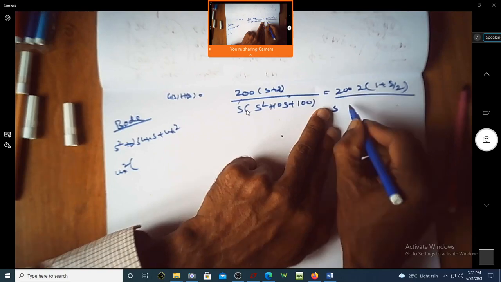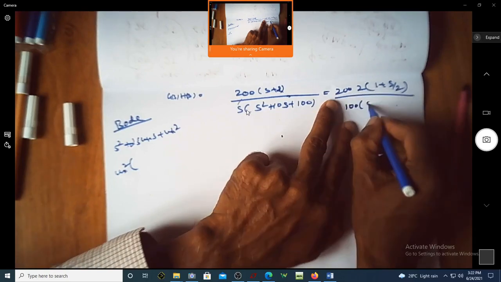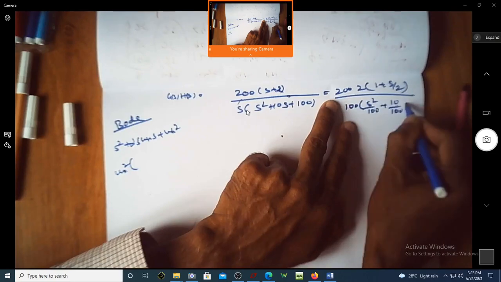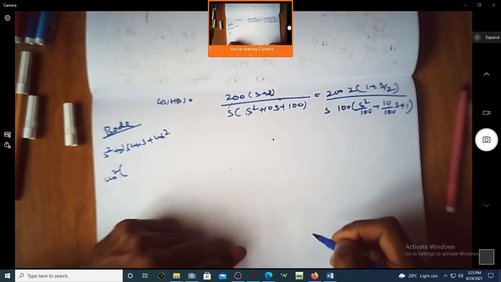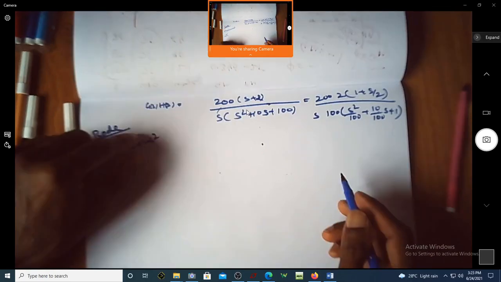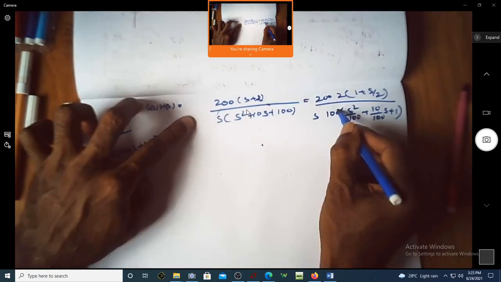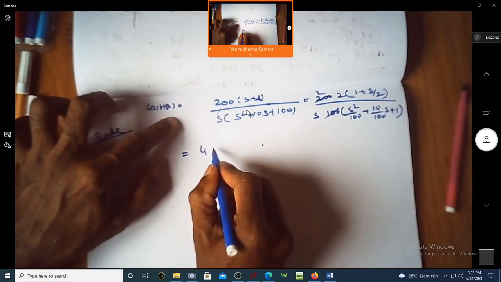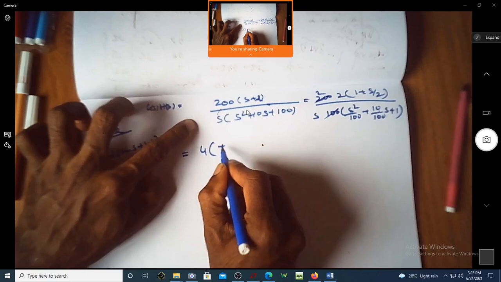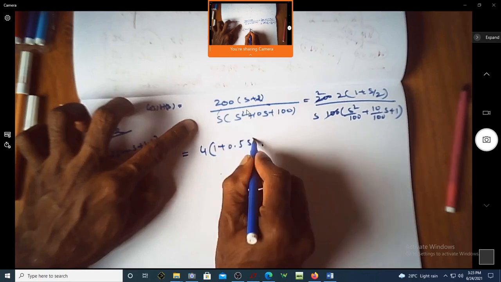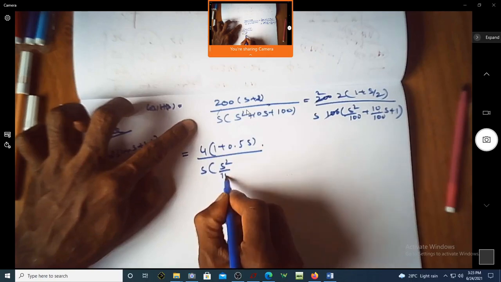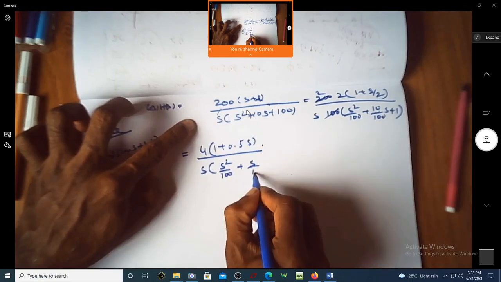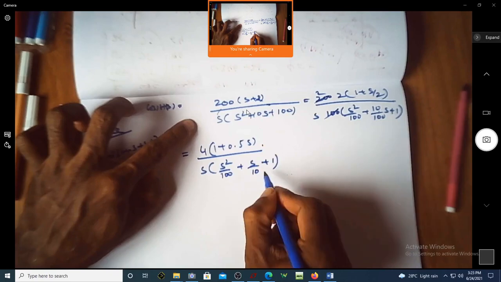So I will take out 100. So is it s square by 100 plus 10 by 100 s plus 1? Yes, sir. So this is my transfer function. I'll just take out this. This will become 2. Is the transfer function now 4 into 1 plus 0.5s divided by s into s square by 100 plus s by 10 plus 1? Am I correct?